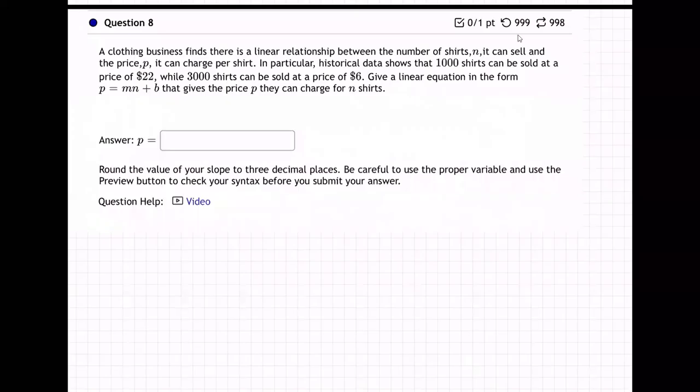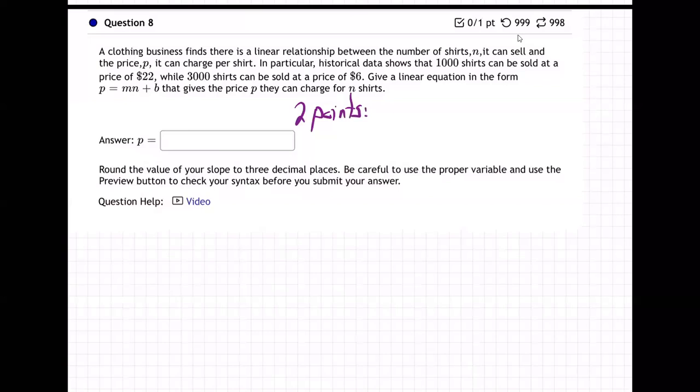All right, so on this one, they give us a clothing business that finds there's a linear relationship between the shirts it can sell and the price. Historical data shows that 1,000 shirts can be sold if you make the price $22. But if you lower the price down to $6 a shirt, you can sell more shirts, 3,000 shirts, sorry, at $6 a shirt. So they want us to come up with an equation. Well, what's going on here really is we have 2 points.